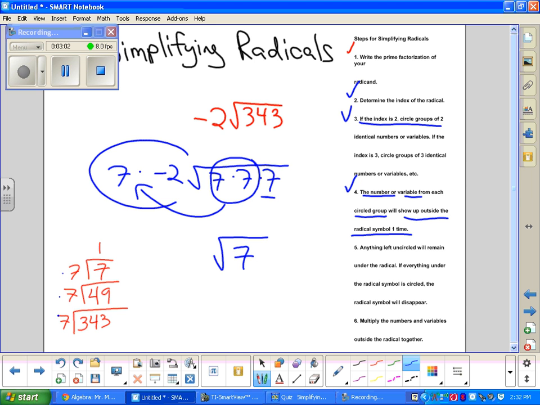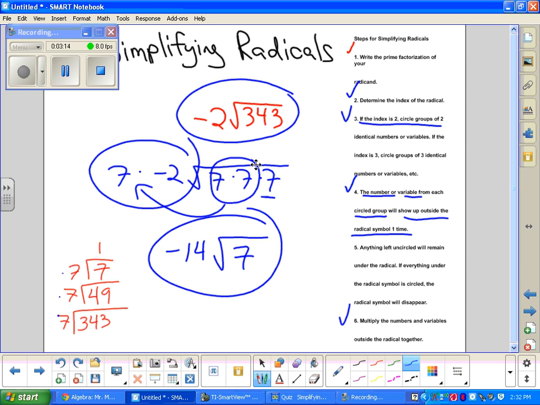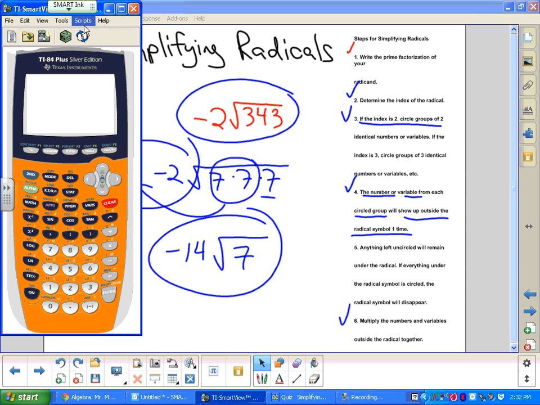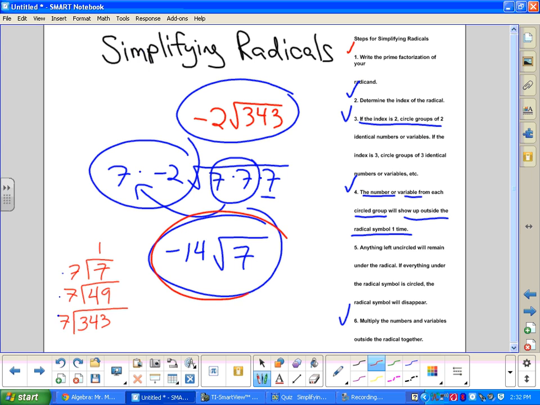And then step number 6 says multiply the numbers and the variables outside the radical together. 7 times -2 is -14. So we are thinking that -2 square root of 343 is equal to -14 square root of 7. So real quickly, -2 square root of 343 is -37, and if -14 square root of 7 is -37 as well, it is correct. So we know that that is a correct answer right here. So that's the answer we're going to put down.